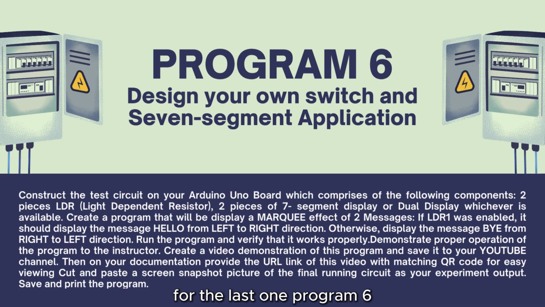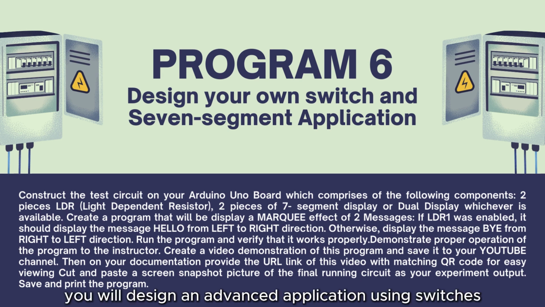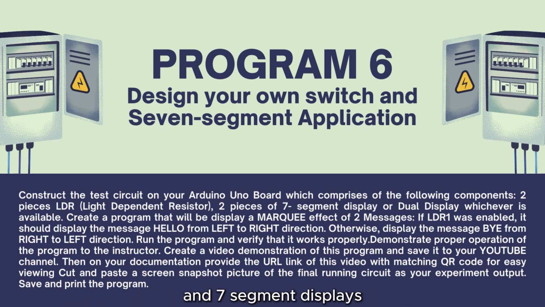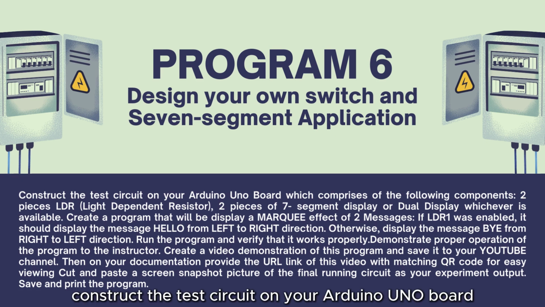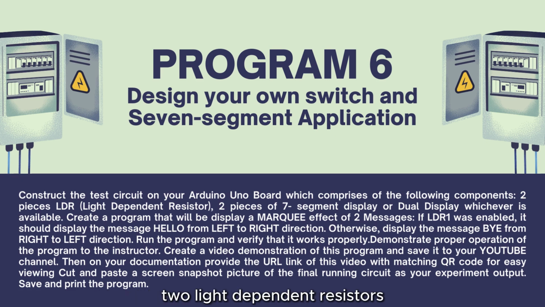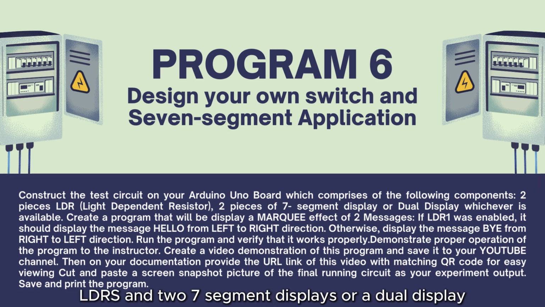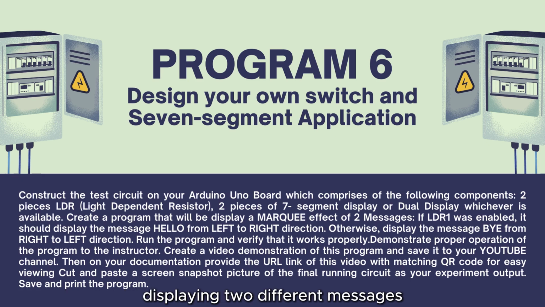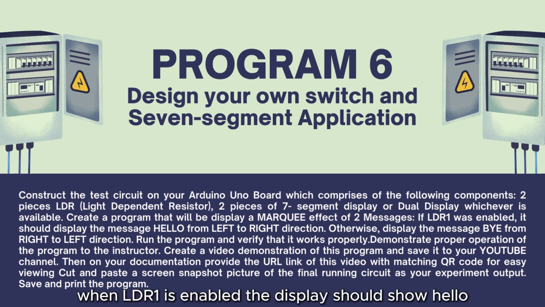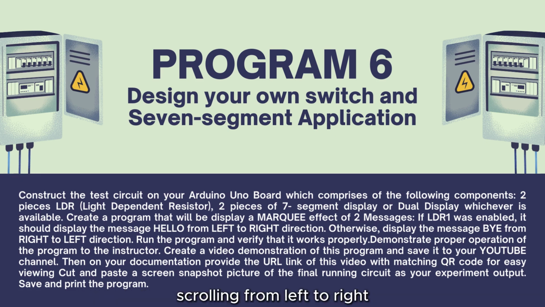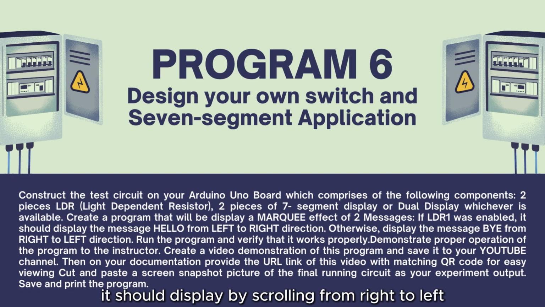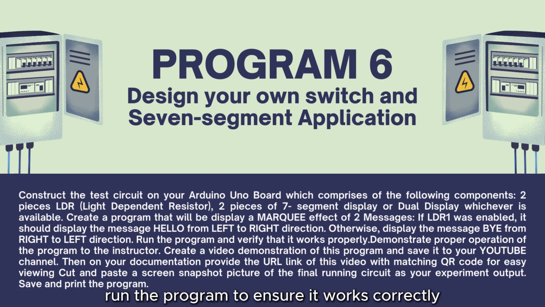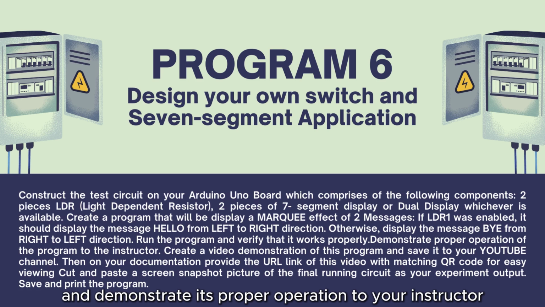For the last one, Program 6, you will design an advanced application using switches and 7-segment displays. Construct the test circuit on your Arduino Uno board with the following components: 2 light-dependent resistors, LDRs, and 2 7-segment displays, or a dual display if available. Write a program to create a marquee effect displaying 2 different messages. When LDR1 is enabled, the display should show "Hello" scrolling from left to right. If LDR1 is not enabled, it should display "Bye" scrolling from right to left. Run the program to ensure it works correctly and demonstrate its proper operation to your instructor.